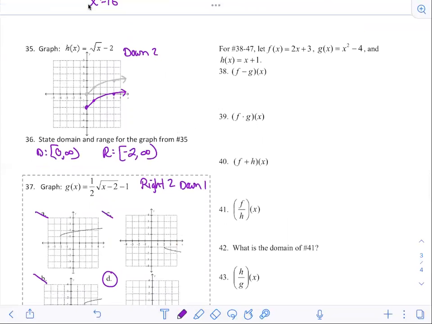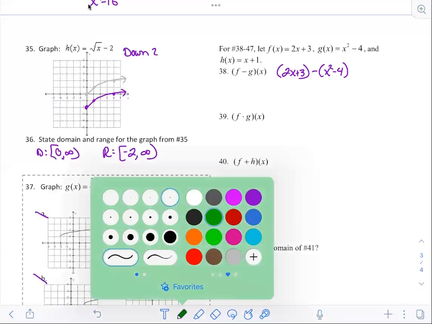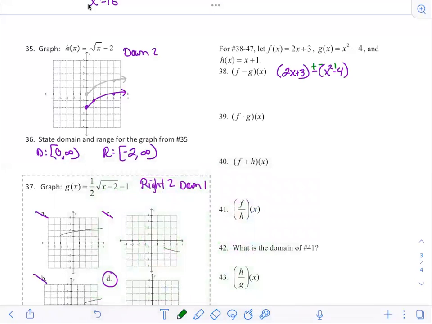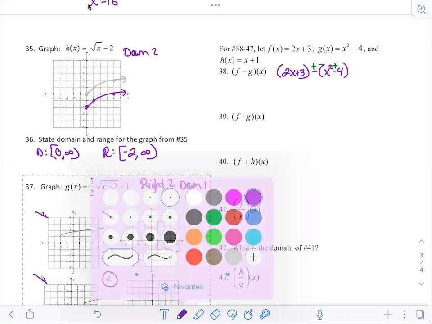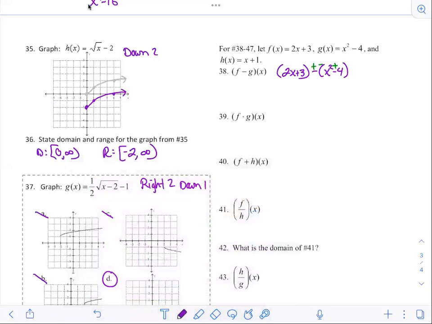Function operations, we're going to take our 3 functions, 2x plus 3, x squared plus -4, and x plus 1. We're going to do what the operation states. So we're going to subtract g from f. Subtraction, we're going to flip our signs. We're going to change everything in the parentheses afterwards. So that's going to give us -x squared plus 2x plus 7.